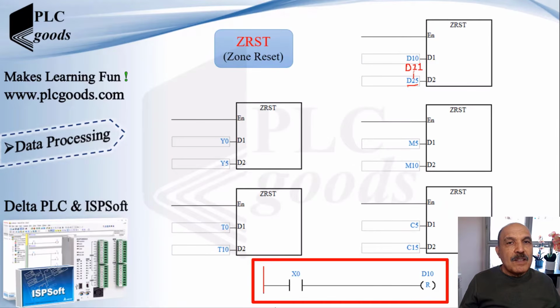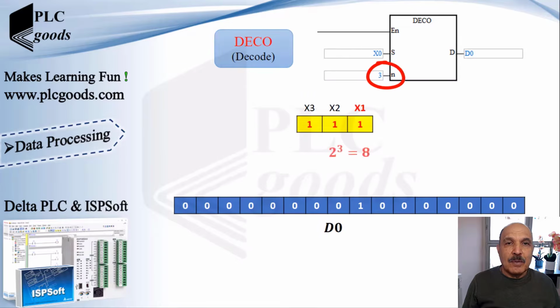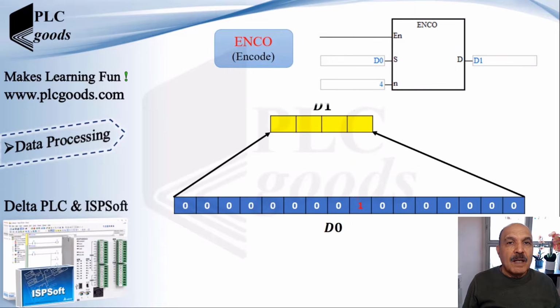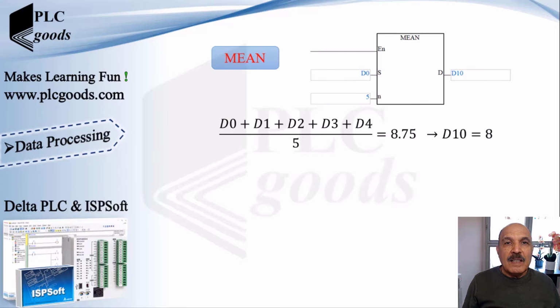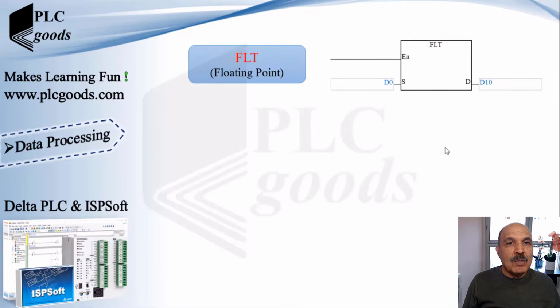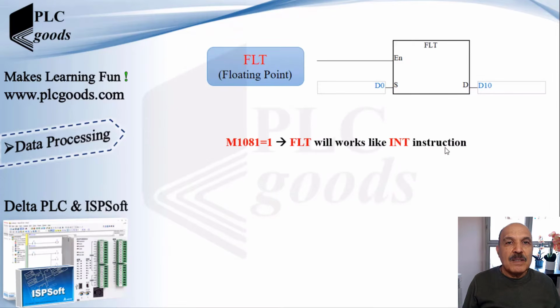The video lesson number 14 examines the data processing instructions in Delta PLC programming. It covers commands like zone reset, decode, and encode for memory control and state representation using bits.